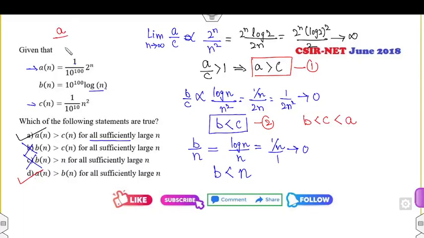Otherwise, you can find a over b also. If you take a over b, it's 2 raised to power n over log of n. Fine. Now if you differentiate them, 2 raised to power n log 2 over 1 over n, and it will be infinite. So the right answer is A and B are the correct answers.